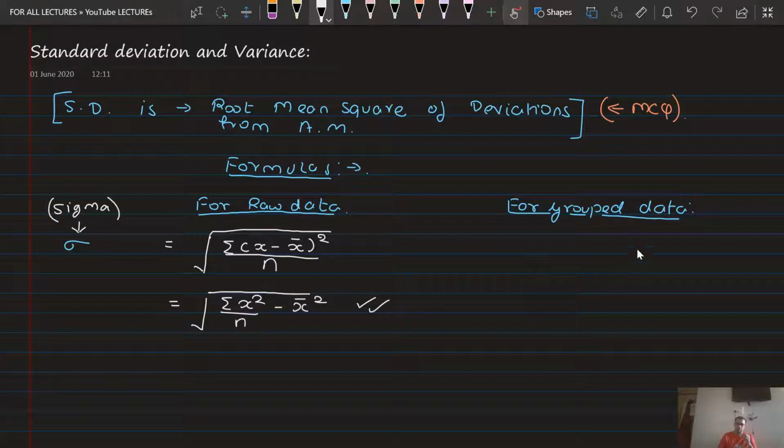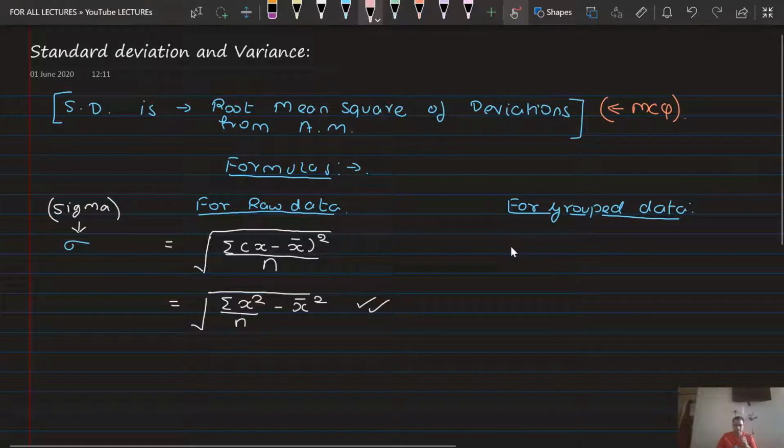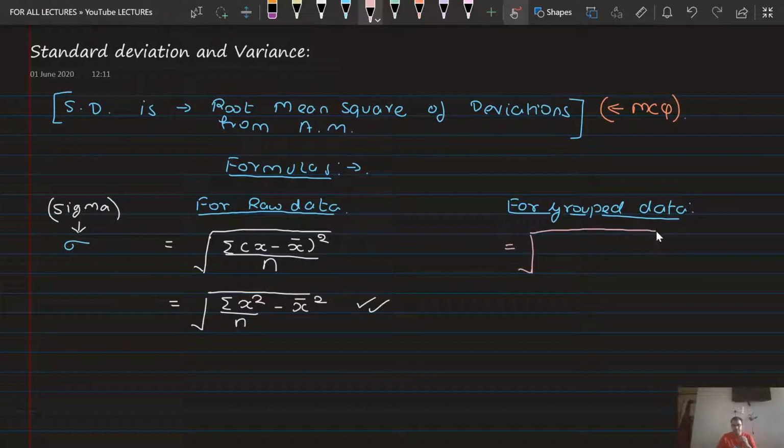Now, when I want to apply the formula for grouped data, as you already know, group data can also be a frequency distribution. In such a case, the changes that we made for the mean deviation are going to be applied here as well. What was the first change? N was replaced by summation f. Second, the numerator was multiplied with f. So I get summation of f into x minus x bar the whole square.